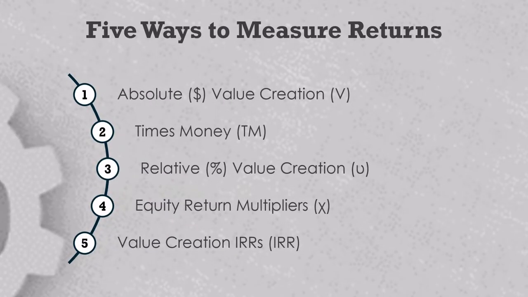The 5 return measurements that we'll discuss here are absolute value creation, measured in dollars, for which we use the capital V; times money, which is value creation as a fraction of invested capital, a capital TM; relative value creation, which is measured as a percentage of shareholder equity change, for which I used the lowercase upsilon; the equity return multipliers discussed in the last video, using a lowercase chi; and finally, value creation IRRs.